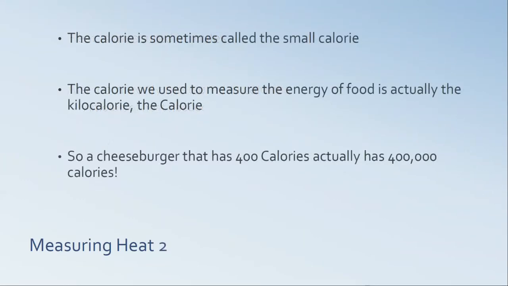Now, this calorie that we just described is sometimes called the small calorie. And as you can see, it's written with a small lowercase letter c. The calorie that we use to measure the energy of the food we eat is actually the kilocalorie, which is written with a big C. And of course, since it's a kilocalorie, it's 1,000 small calories. So if you have a cheeseburger that you eat that says it's 400 calories with a big C, it actually has 400,000 small calories.